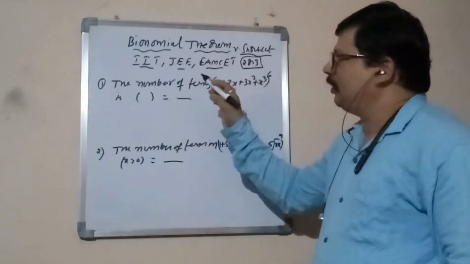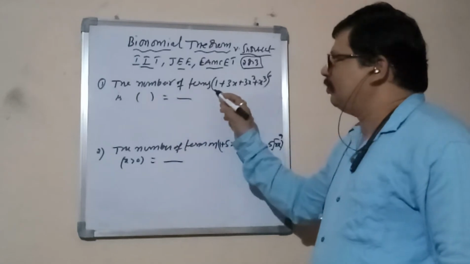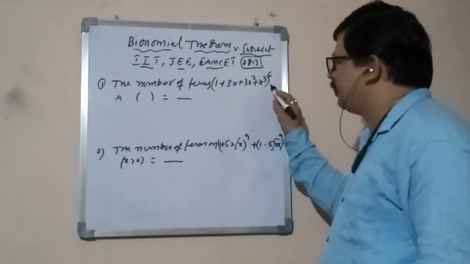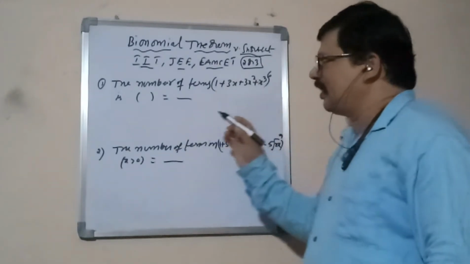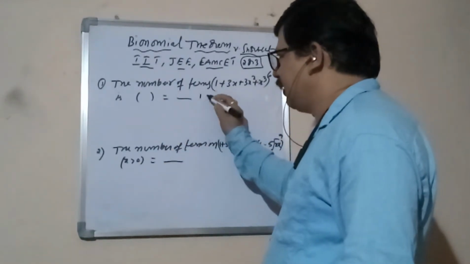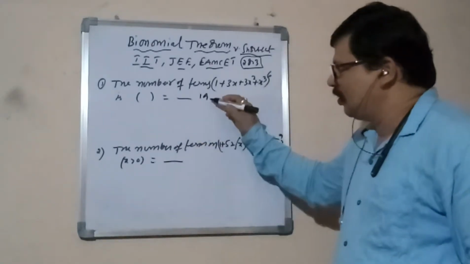Binomial theorem. Okay, find the number of terms in (1 plus 3x plus 3x square plus x cube) whole power 6. How many terms are being asked here? Listen carefully. The answer is 19. Finish, 1 second.